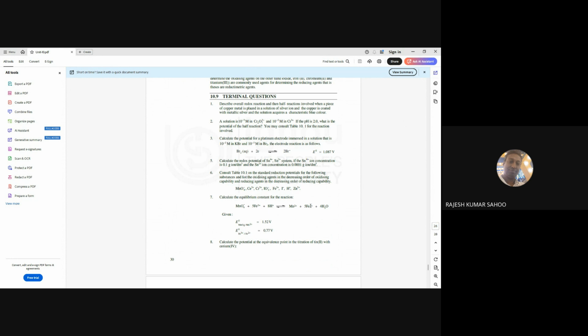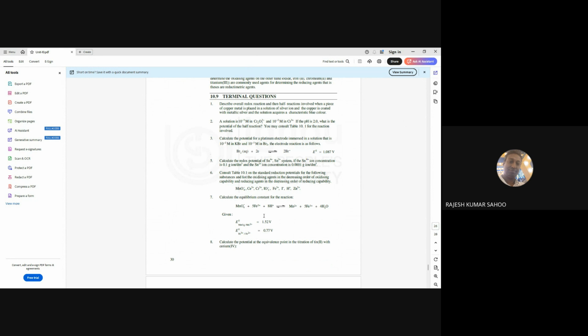So E0 cell equals E0 cathode minus E0 anode. It means 1.52 minus 0.77. But here you see that it is a balanced reaction. So E cell equals E0 cell minus 0.059 by n. Here n equals how much? You have to simply balance this equation to calculate the number of electrons. As I told you, Mn from plus 7 to Mn2 plus is 5 electrons, then Fe2 plus to Fe3 plus is 1 electron. So you have to balance it by multiplying by 5. So 5 is the n here.